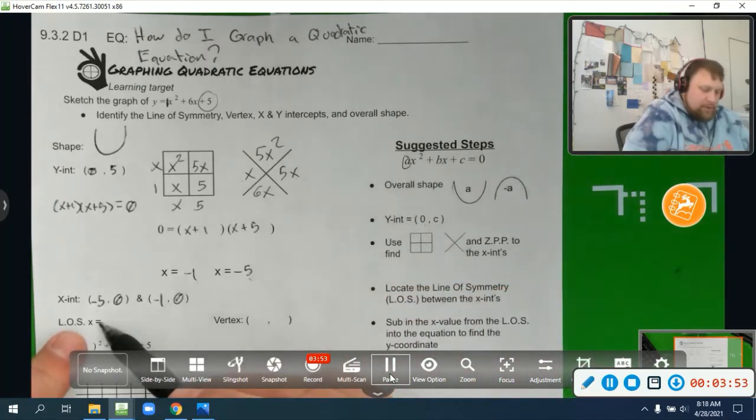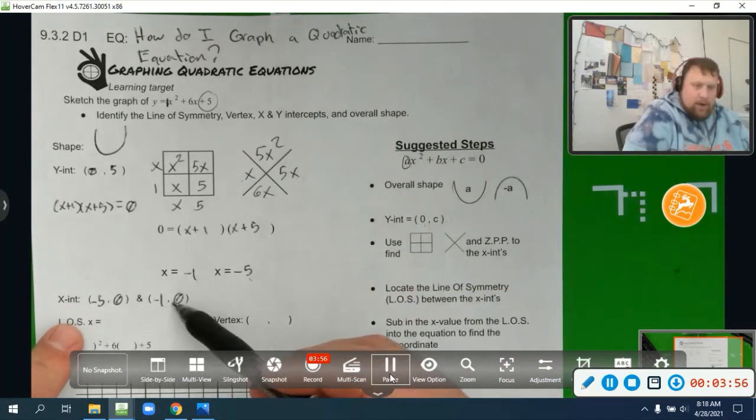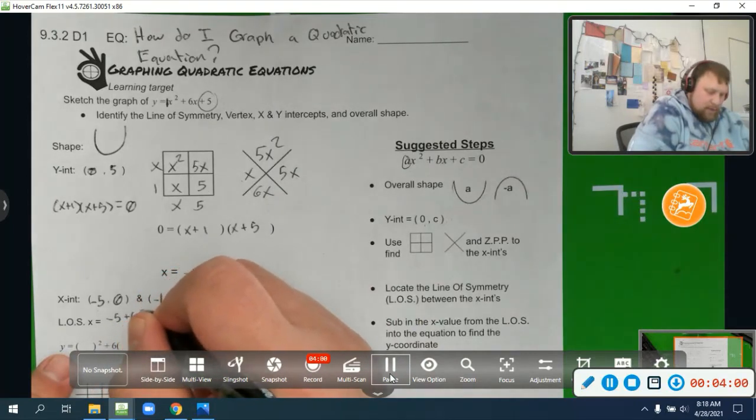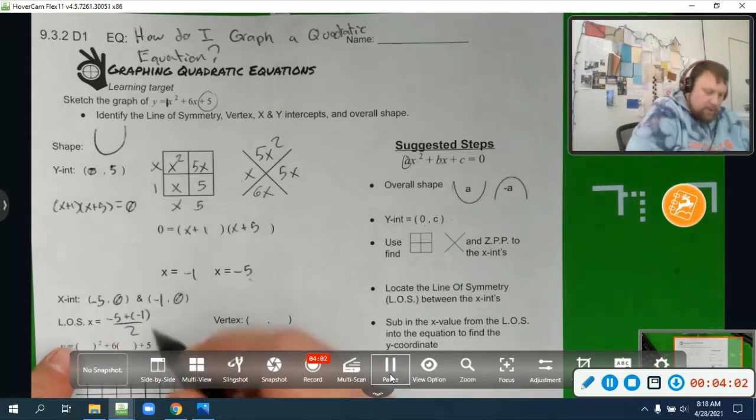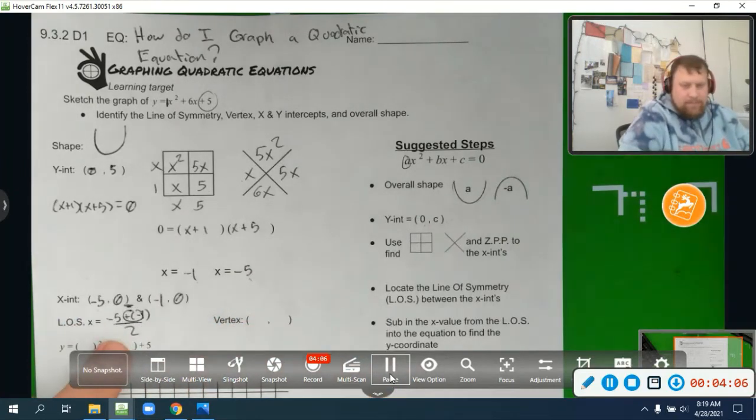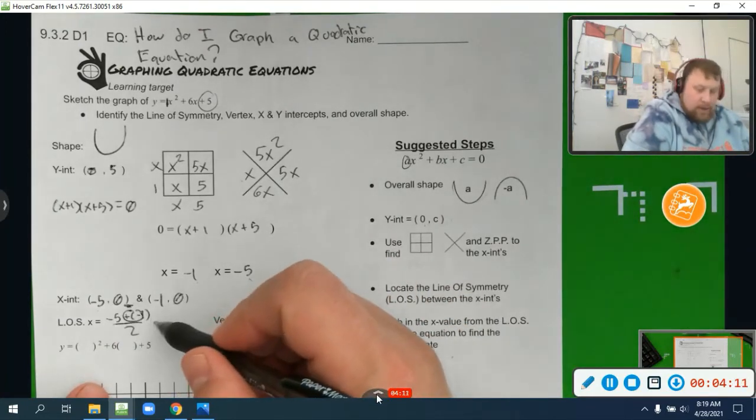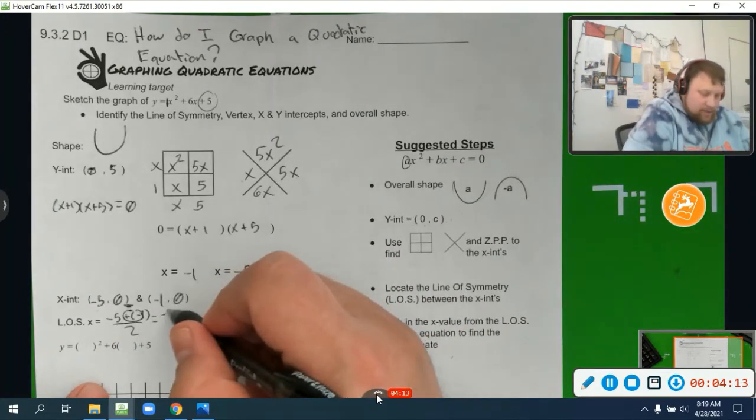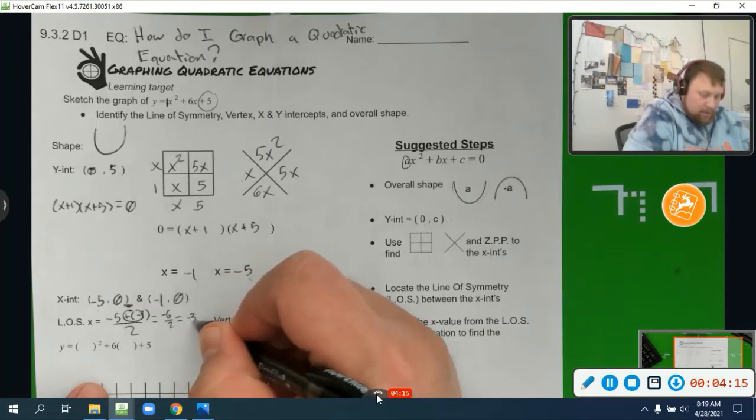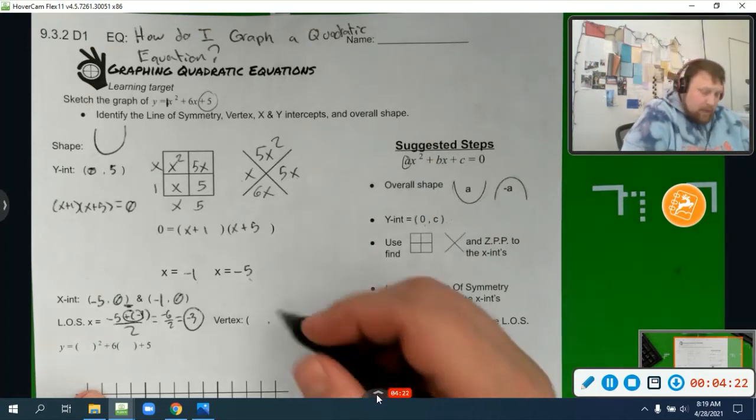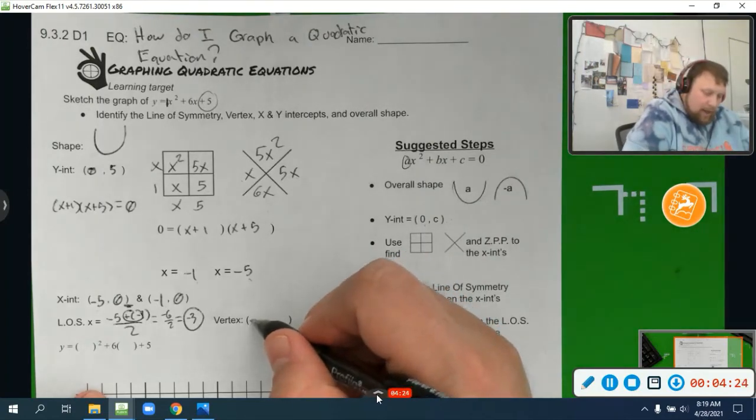Now, the line of symmetry is always in between these, so how do we get those? We're going to add those together. So negative 5 plus negative 1 divided by 2. That plus minus is going to make a minus. What's negative 5 minus 1? Should get that out of the way. Negative 5 minus 1 is negative 6, so that's negative 6 halves or negative 3. Boom. So we know that the line of symmetry is at x equals negative 3, and that's also the x value of the vertex.